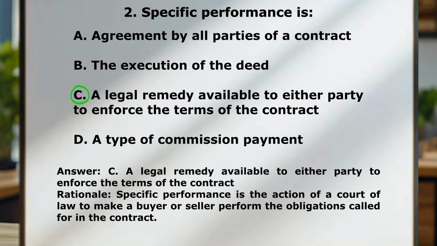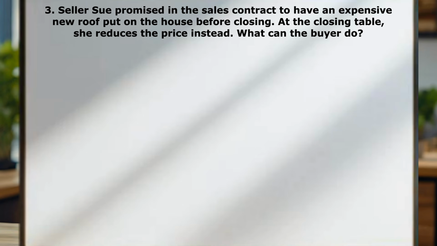So specific performance is the action of a court of law to make a buyer or seller perform the obligations called for in the agreed upon contract. This question is a good example of if you just know the definitions of these words, you're going to get some free, easy points. Question number 3, seller, Sue, promised in the sales contract to have an expensive new roof put on the house before closing.